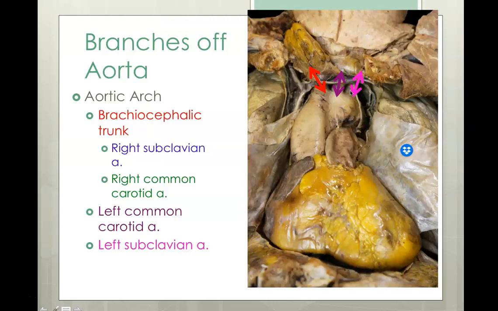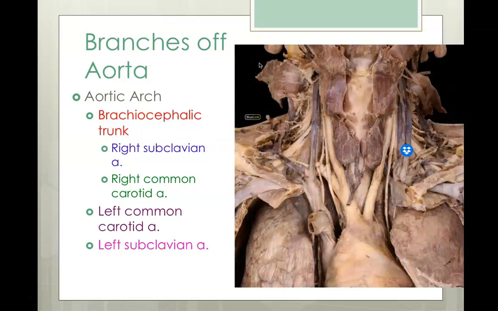Now, why would you think that the left common carotid and left subclavian come directly off of the aortic arch, but on the right side we need this brachiocephalic trunk? Then we give off the right subclavian and the right common carotid. So if you guessed that this is because the heart lies closer to the left side of the body, you are correct. And so I always like to refer to the brachiocephalic trunk as being an extension cord. If we break down that word brachiocephalic, brachio is referring to the arm, cephalic is referring to the head. And so it's giving off branches such as the right common carotid going toward the head and the right subclavian going toward the upper limb.